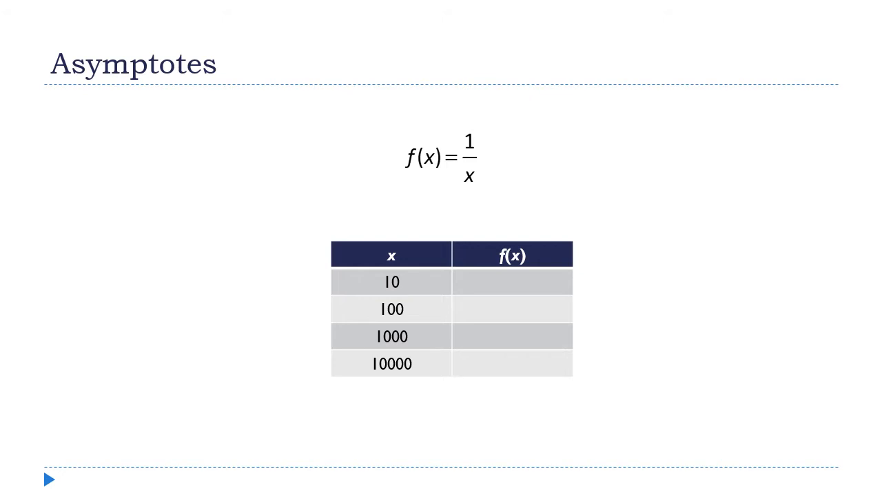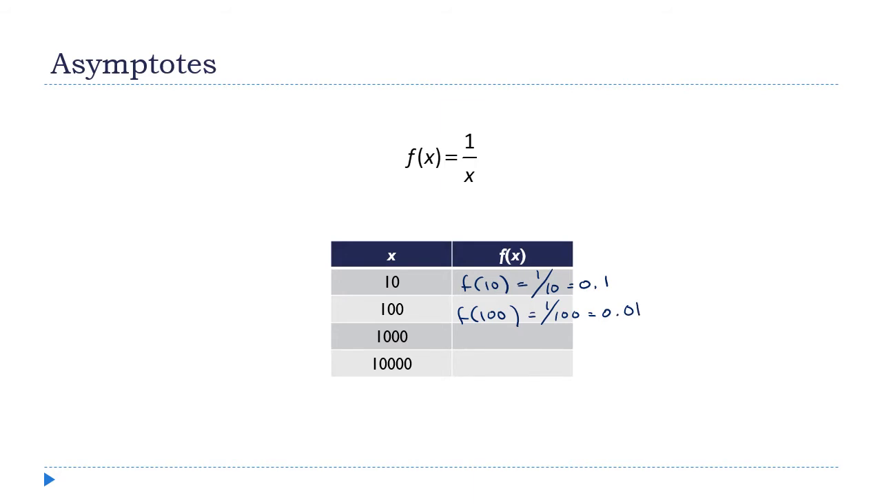Well, the plotting points method worked pretty well for us on the last one, so let's try it again. Let's put these numbers in and see what happens. When I put 10 in, f of 10 is 1 over 10, that's 0.1. F of 100 is 1 over 100, that's 0.01.